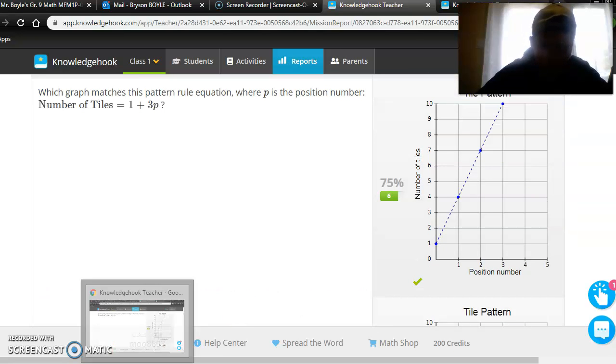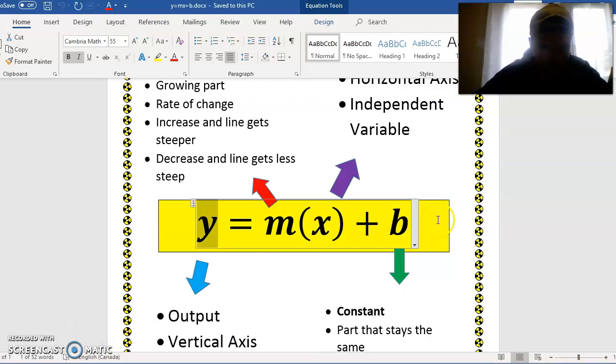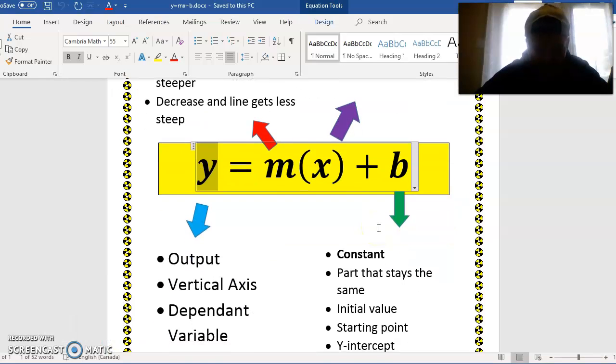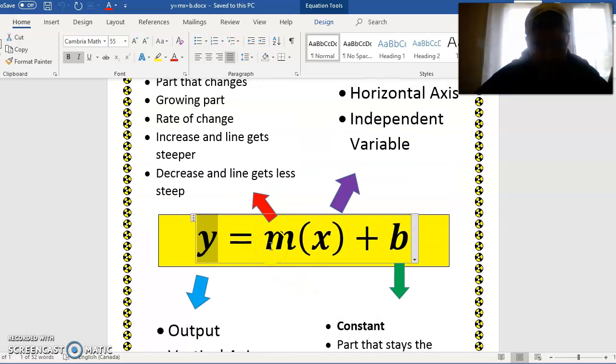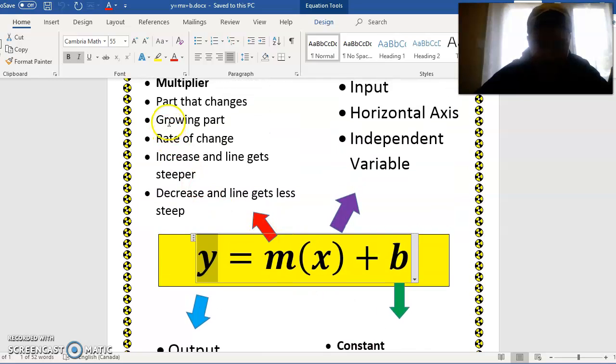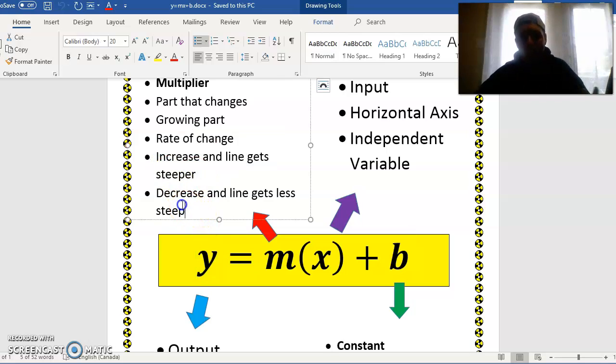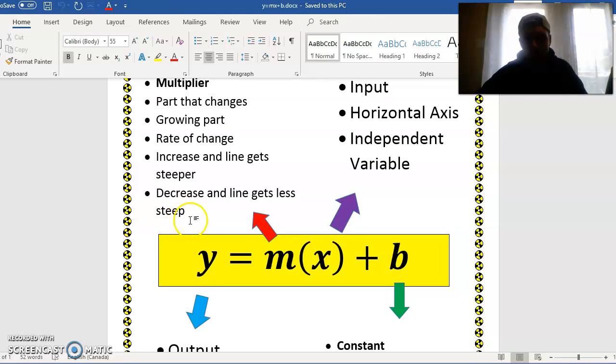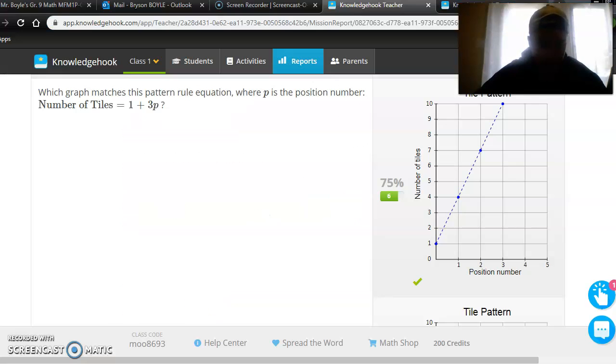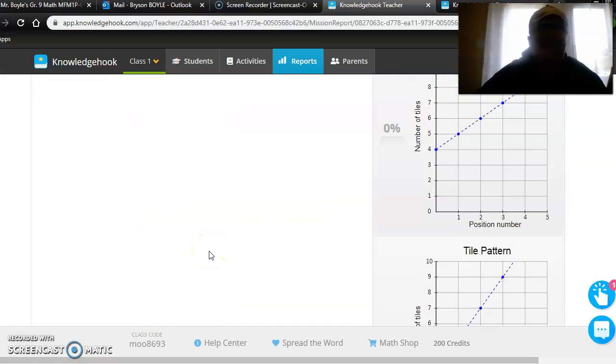So it's important to remember, whatever we're adding, that's our constant. That's what stays the same. That's our initial value, our starting point. The m, whatever we're multiplying by, that's the part that changes. The growing part, the rate of change. As it increases, the line will get steeper on the graph. As it decreases, the line will get less steep. Right? So multiplier, what changes? Constant, what stays the same. So let's do that for one more example together.